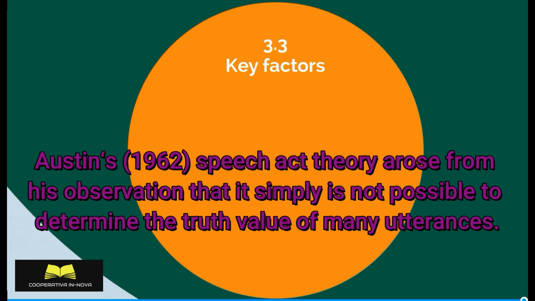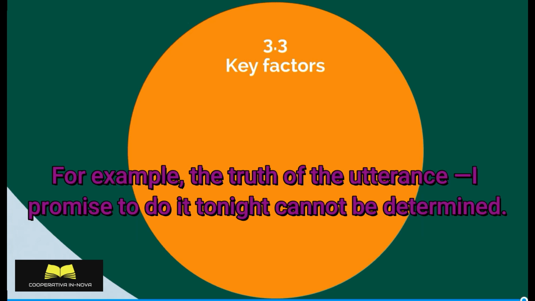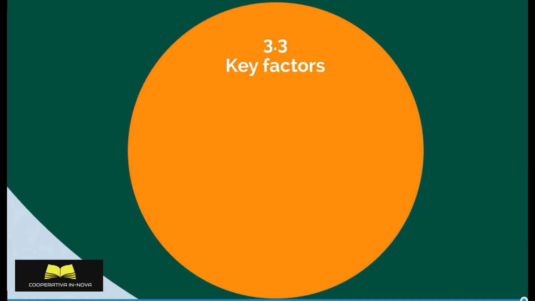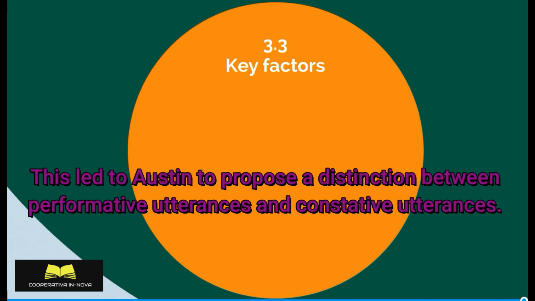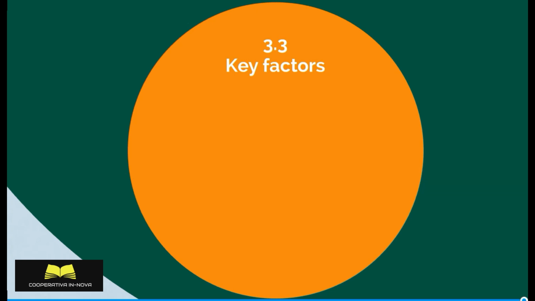Austin's 1962 speech act theory arose from his observation that it simply is not possible to determine the truth value of many utterances. For example, the truth of the utterance "I promise to do it tonight" cannot be determined. The utterance has no relationship with the external world, and so truth conditions cannot be established. This led Austin to propose a distinction between performative utterances and constative utterances.